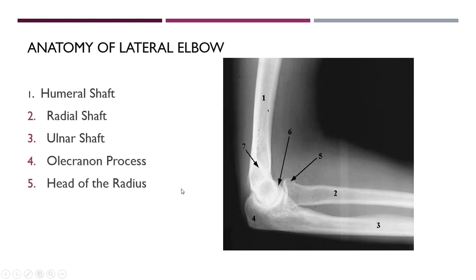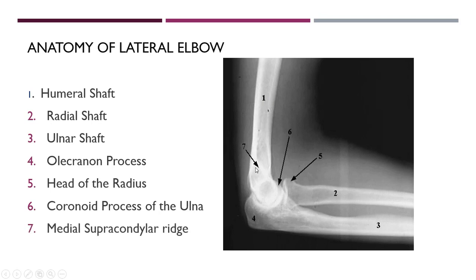Lateral view, you have your humeral shaft, you have your medial supracondylar ridge, your coronoid process of the ulna, here's your head of the radius, down here's your olecranon process, number 2 is your radial shaft, and number 3 is your ulnar shaft.